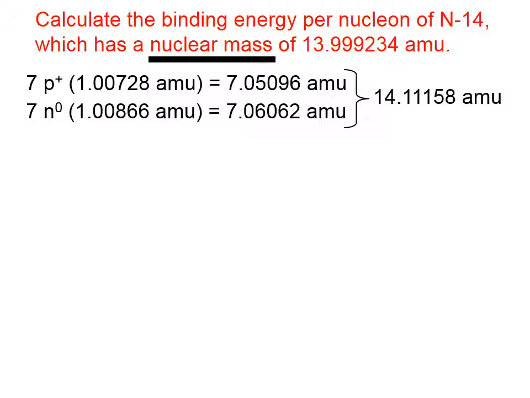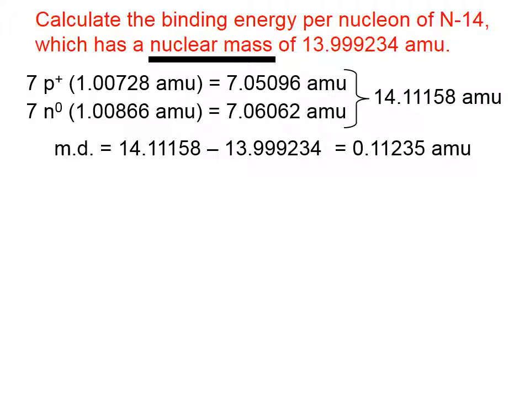14.11158. So what we want to do is calculate the mass defect, which is the difference between the separate, heavier number and the tighter, lighter. And that turns out to be that. That mass is missing from the nucleus. And what's happened is that mass has been converted into energy. That is, it's been converted into binding energy.